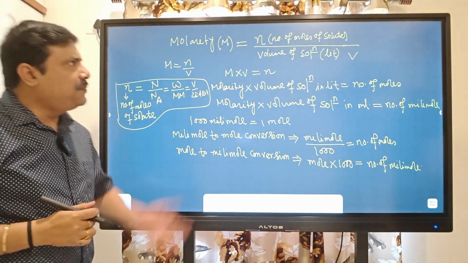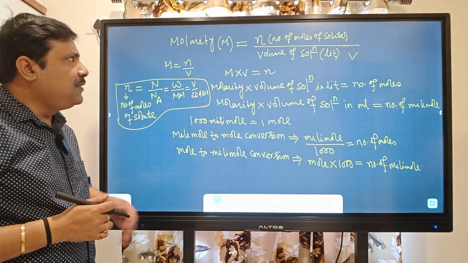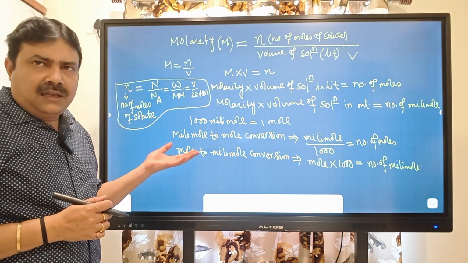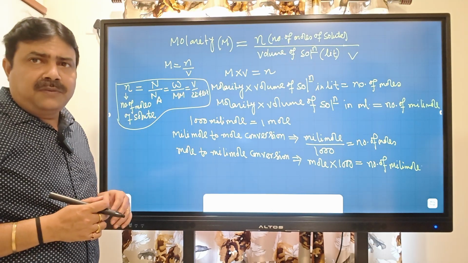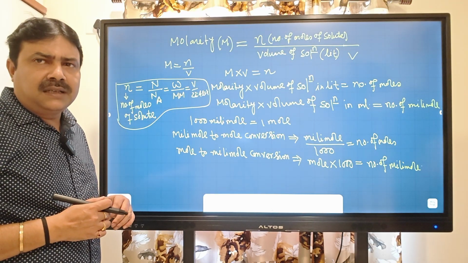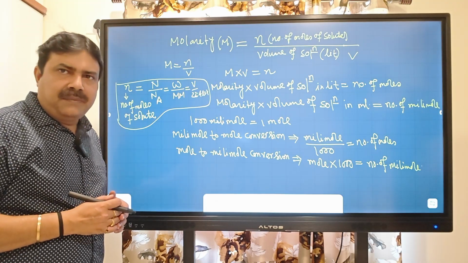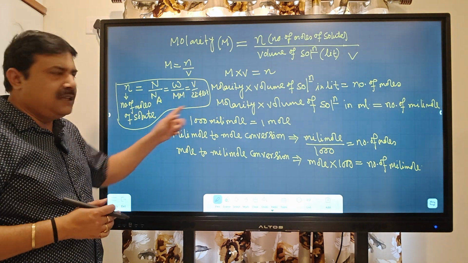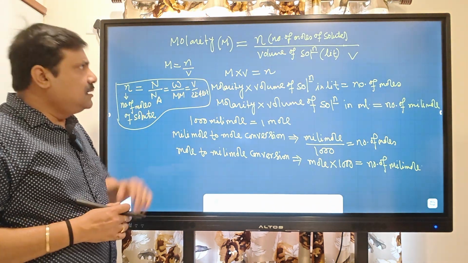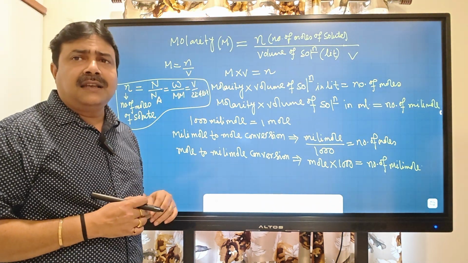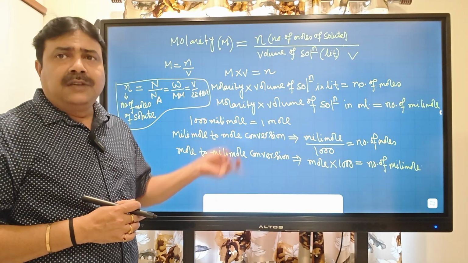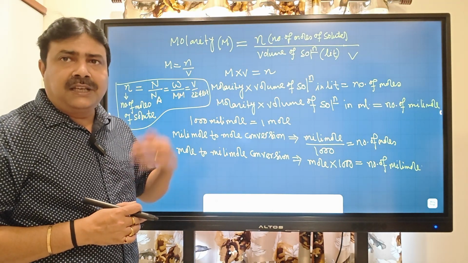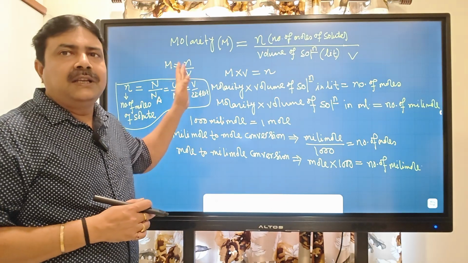And once we get the number of moles, divide by the volume of the solution in liters. If it is in ml, then ml divided by 1000 gives the volume of the solution in liters. Yes or no? Very simple idea. Mathematically, I will find the number of moles in any one of these ways, and if the volume of the solution is given in liters, I will directly put that value. If it is in ml, I will divide that volume by 1000 to get liters, put that in, and I will get the molarity value.